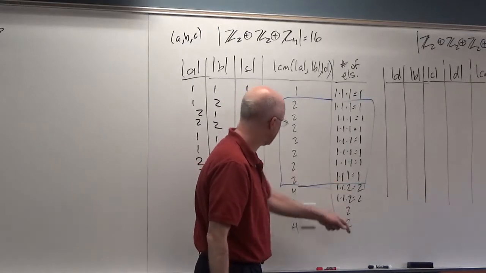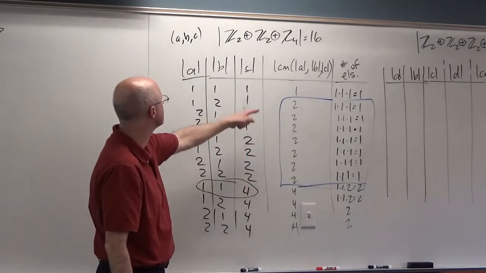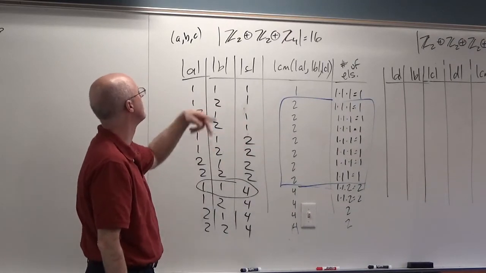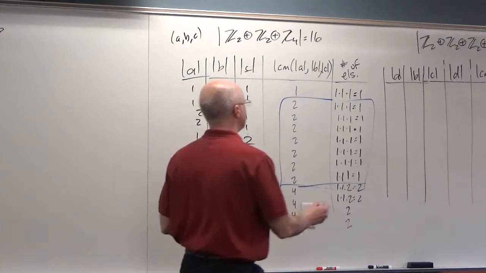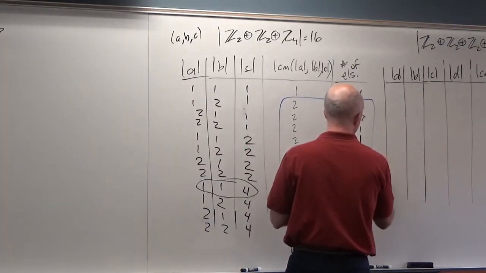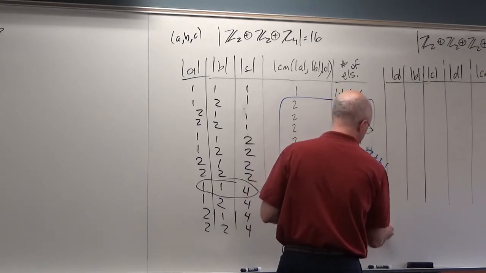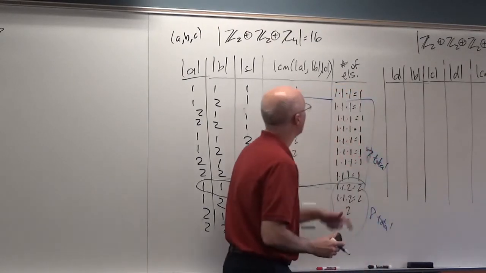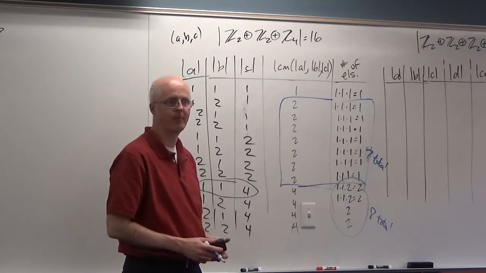There are 8 elements of order 4. 7 elements of order 2. 1 element of order 1. 8 total, or 7 total here. 8 total here. 1 there. Orders 1, 2, 4.